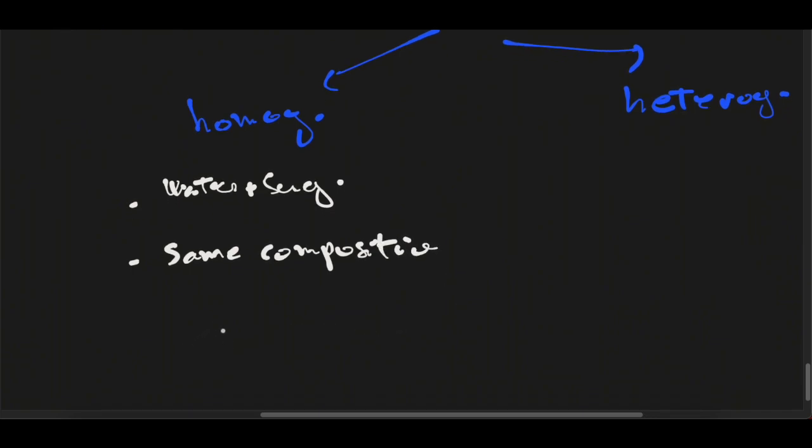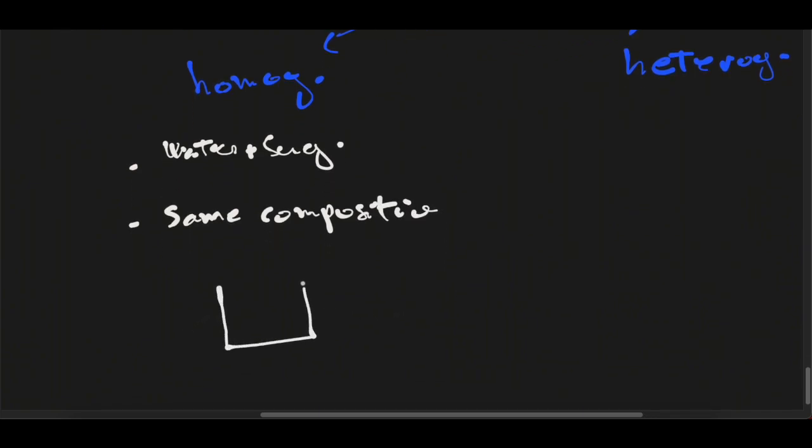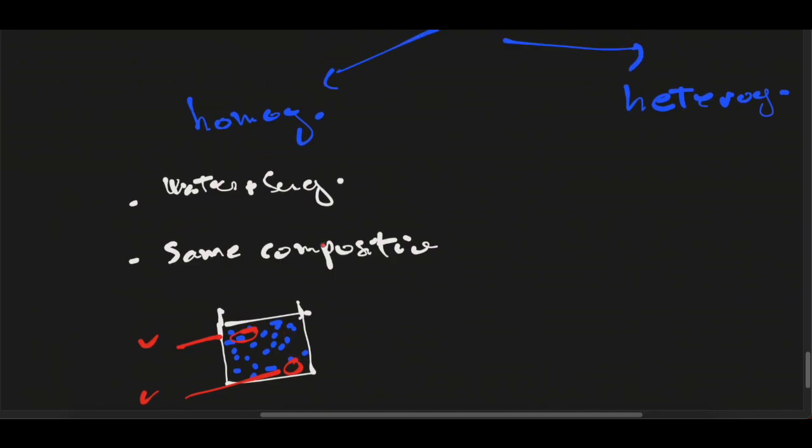For example, for the glass of water to which we added sugar, we have a homogeneous solution. Which means that if we take a small portion from this, or a small portion of this, and analyze both portions, we'll find the same composition. So we have the same composition throughout all the solution.